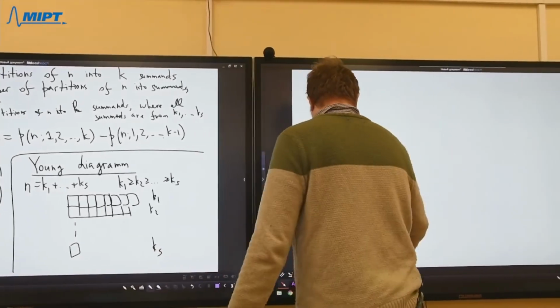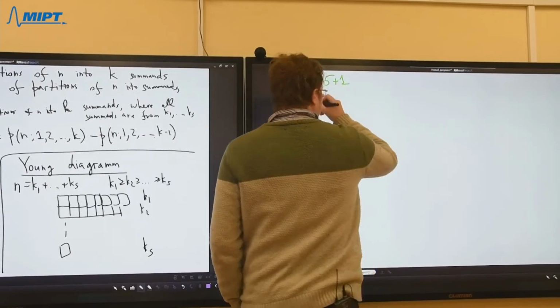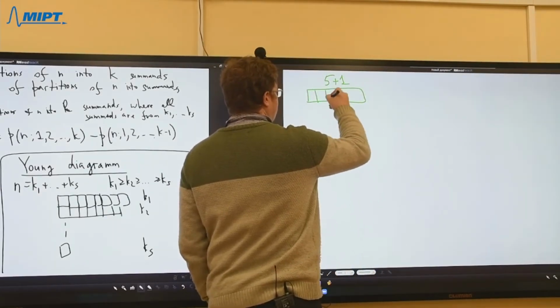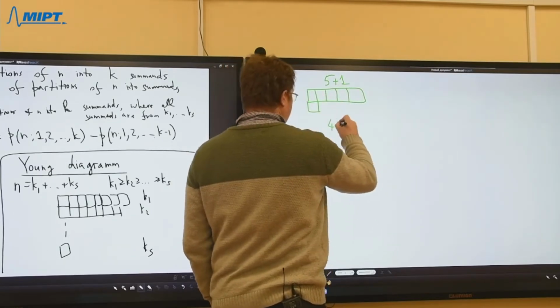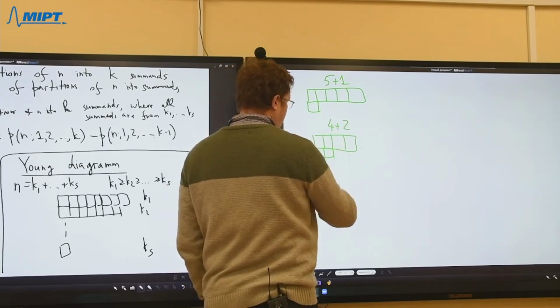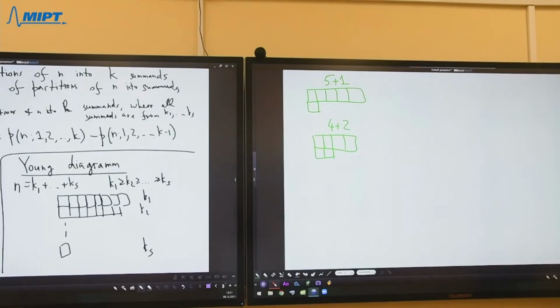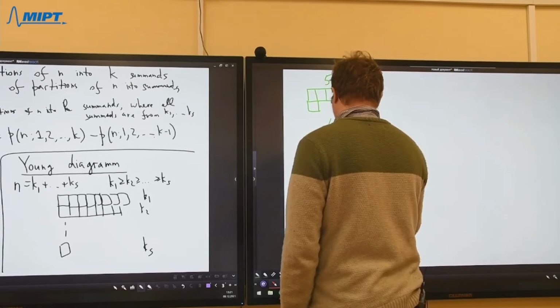So for example, if we have 5 plus 1, we draw 5 cells in the first row and 1 in the second row. For 4 plus 2, we draw 4 cells in the first row and 2 in the second. And 3 plus 3 is this one.